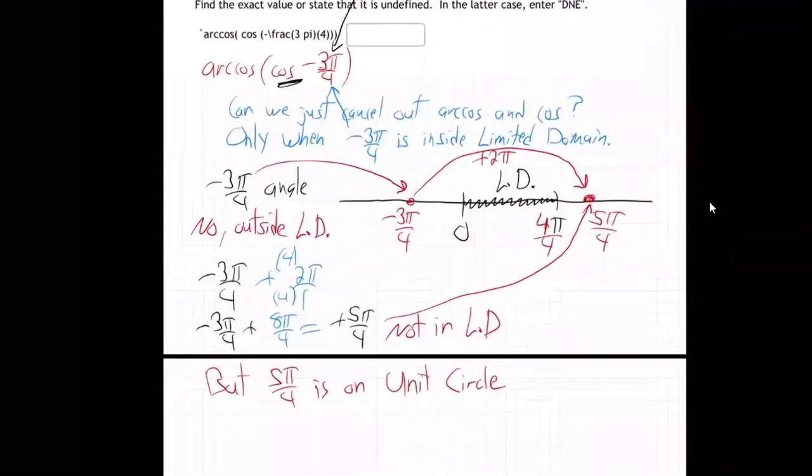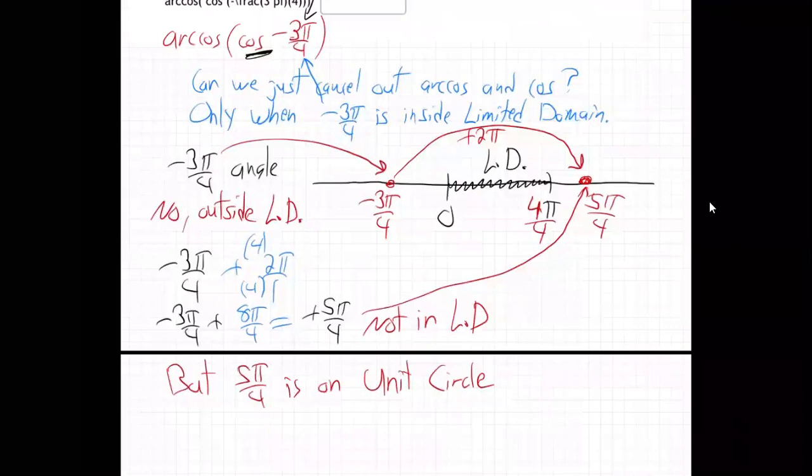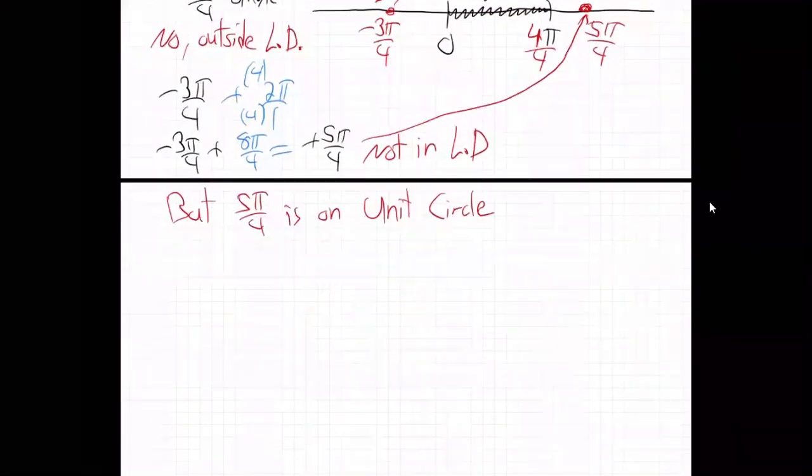You add or subtract, and I'll finish it. We're not done yet, but let me say it again. You add or subtract 2 pi. When your original angle is outside the limited domain, you add or subtract 2 pi until your angle jumps back into the limited domain, which it didn't, or jumps back on the unit circle, which it did. So what do you do when it jumps back on the unit circle?